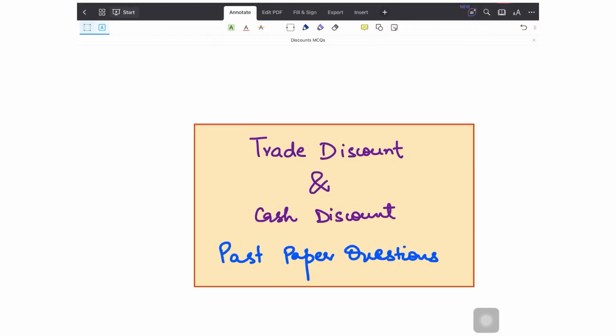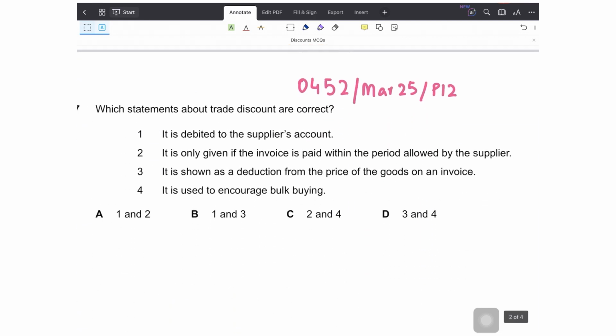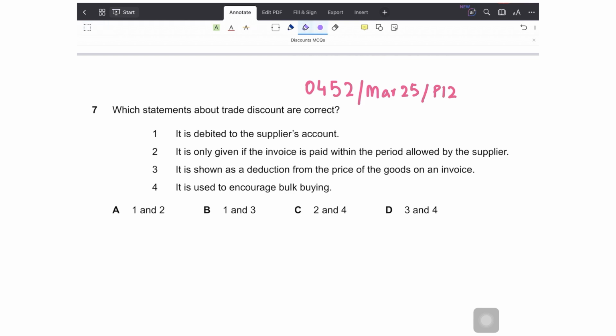So in the previous two videos we covered the theory and the bookkeeping of discounts, trade and cash discount. In this video we'll be covering a few past paper examples related to this topic. So let's begin. The first question says, which statements about trade discount. It is very important that you read the question very carefully, that which discount question it is. It says which statements about trade discount are correct.